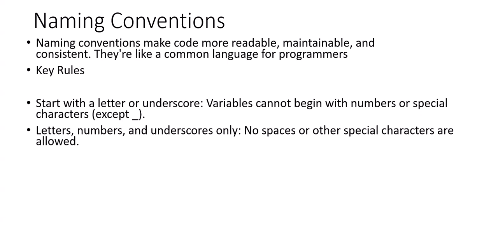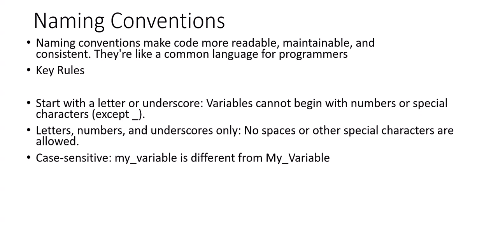Good. The second key rule: a variable name can contain letters, numbers, and underscores only. There are no spaces or other special characters allowed in a variable name. Remember, we have already said it can only start with a letter or underscore. So the body of the name can only contain letters, numbers, and underscores only. You cannot have spaces in between your variable name, and we're going to see that practically in the next few seconds.